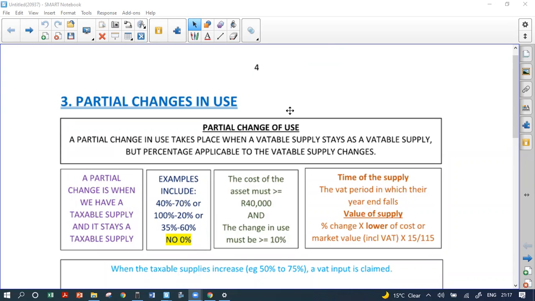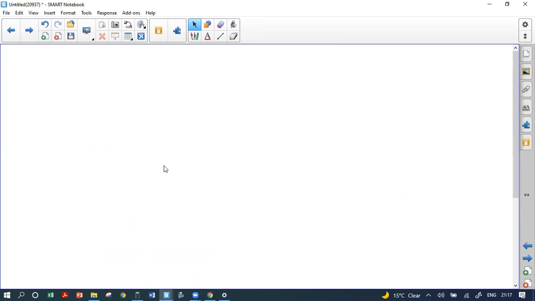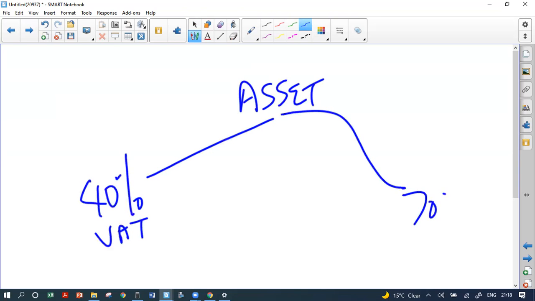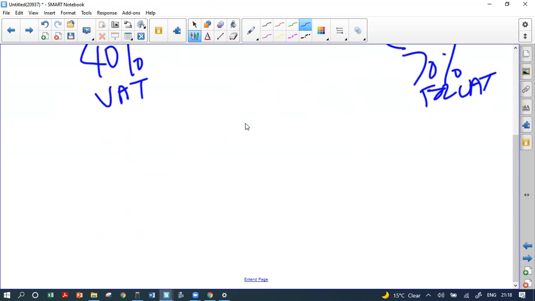Okay. Now, let me just explain what a change in use is. So what is a change in use? Okay. So I have this asset, and what happens? It's used 40% for VAT. And then all of a sudden, it changes to 70% for VAT. Okay. So there's a change. Let me explain what normally happens in an organization as far as this is concerned.